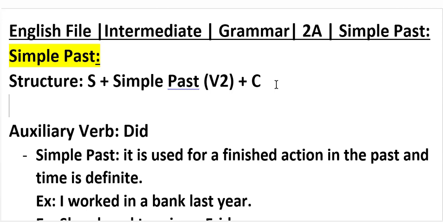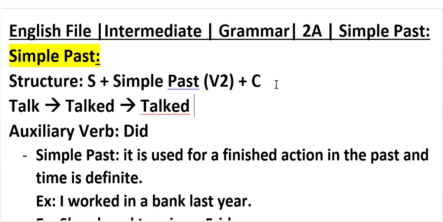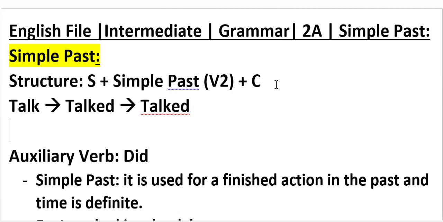For example, if I say talk, second form is what? Talked. And third form is also talked, because it's a regular verb, this is the rule. And like go, first form, second form is went, and third form is gone.